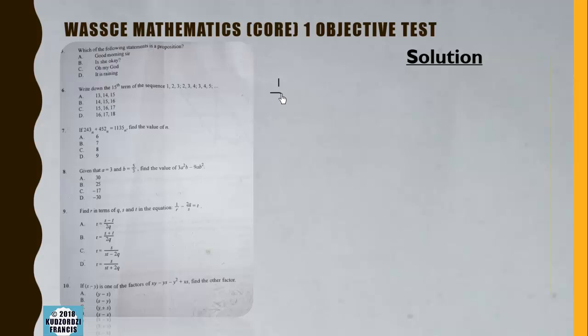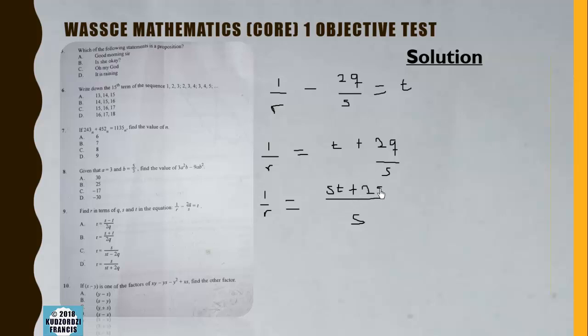And we have this one. We want to make r the subject. So 1 over r minus 2q over s is equal to t. So we have 1 over r is equal to t plus 2q over s. We just send it to the other side. So we have 1 over r. We collect LCM, which is s. So this gives us st plus 2q.